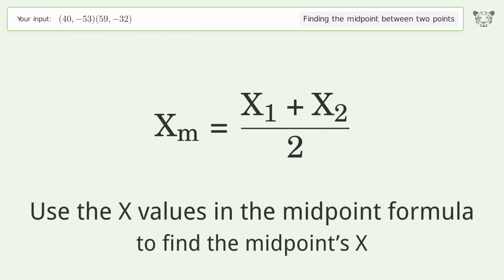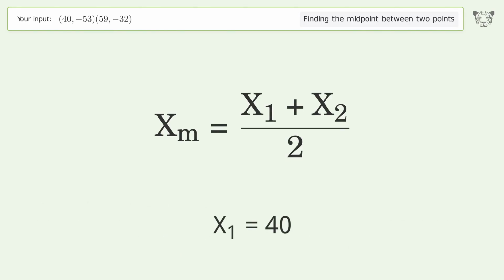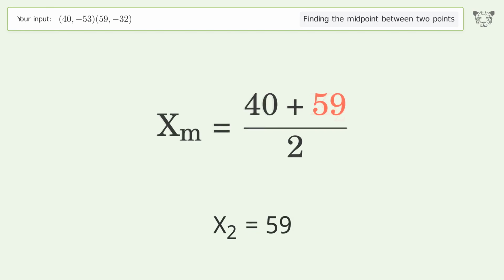Use the x values in the midpoint formula to find the midpoint's x. x1 equals 40. x2 equals 59. Simplify the arithmetic.